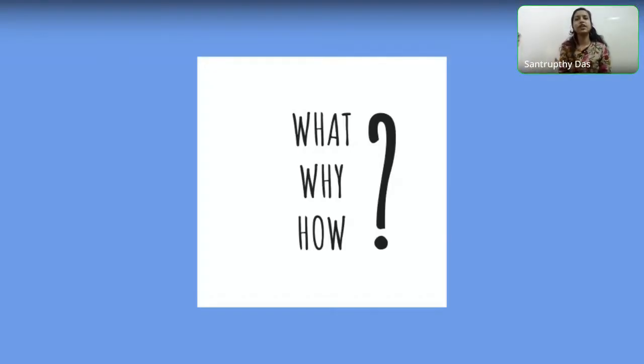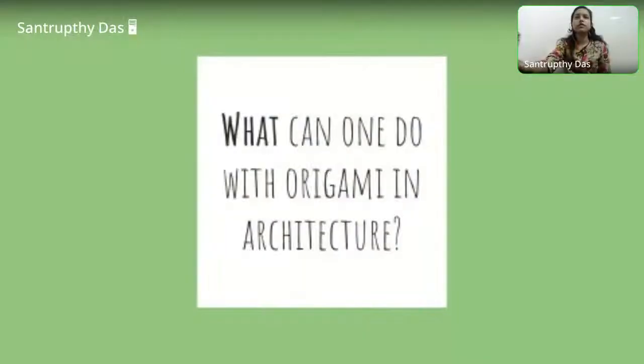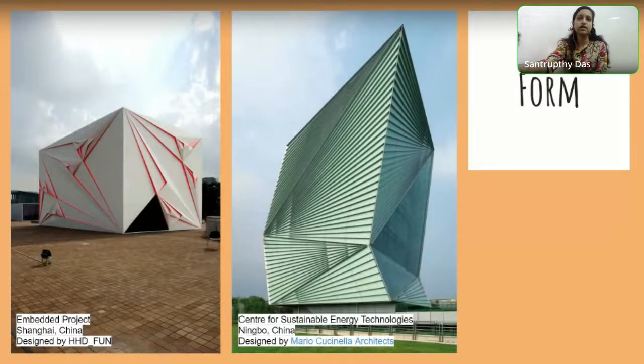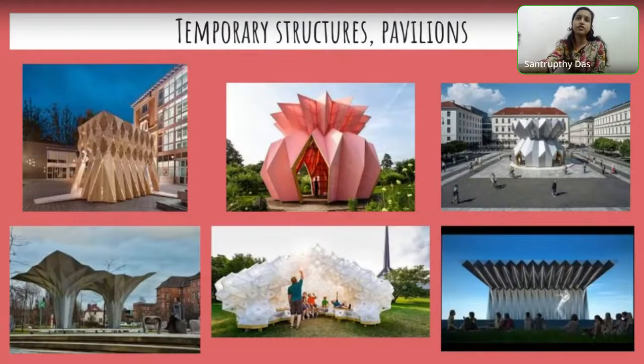Throughout the presentation, we'll be dealing with these three questions: what, why, and how. So what can one do with origami in architecture? You can start exploring form, like these two projects from China. They take up the form from origami and then they build on that. Temporary structures and pavilions, where you don't require the structure to stay for very long. It's a good idea to use something in origami which is lightweight and easily, quickly installable. So something like this helps.